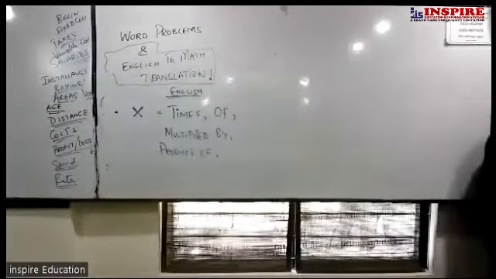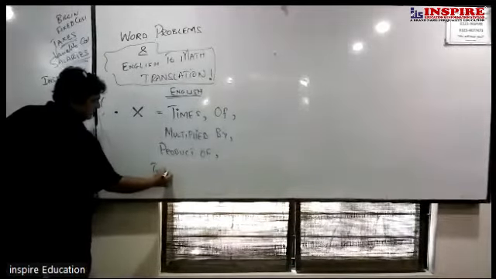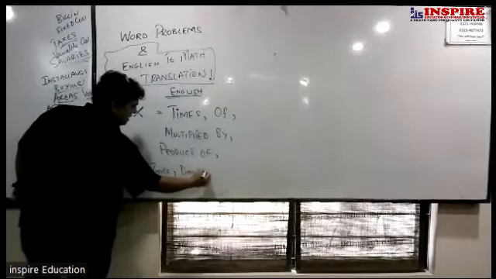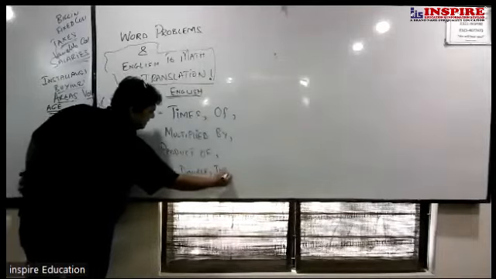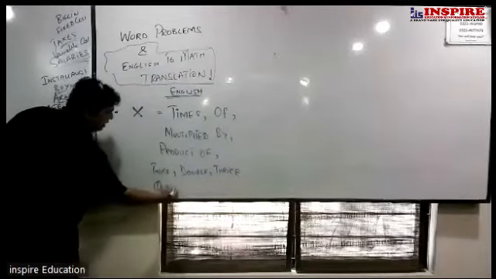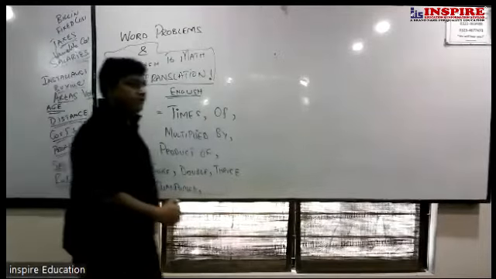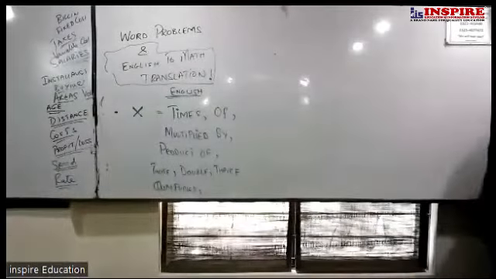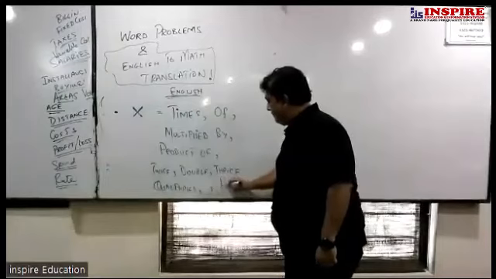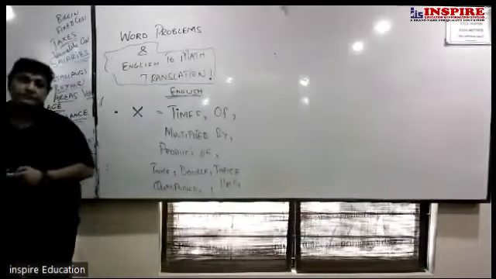Twice, double, thrice. Another English word is quadruple. What does quadruple mean? Very good. Half. Okay, so let's go for the examples. Put your pens down now.